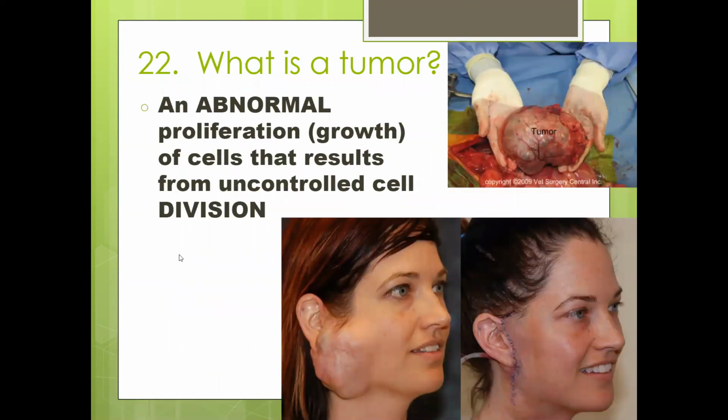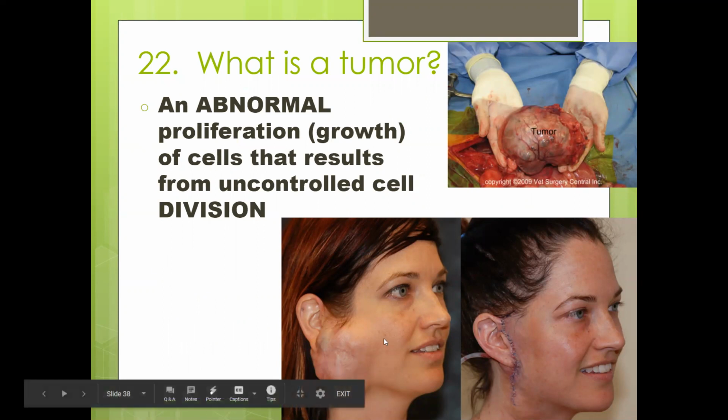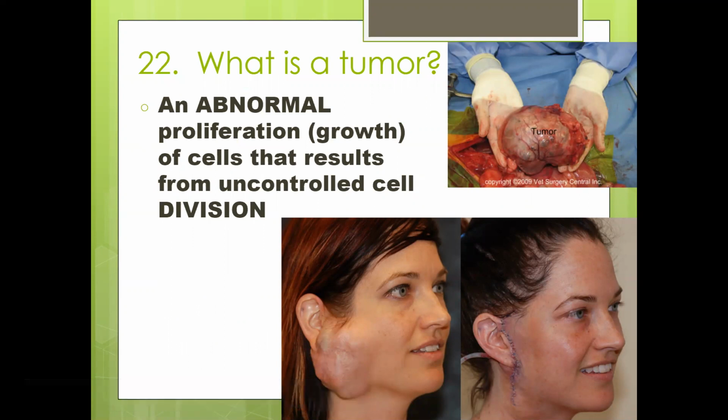So when you have a tumor, you have the abnormal proliferation or growth of cells from uncontrolled cell division. In this case, we see a tumor that has formed in this lady here. She got it removed. Happy times. Tumors are not always considered cancerous or malignant. Sometimes they're benign tumors. Like this, if I had to guess, was probably a benign tumor. That doesn't mean it didn't cause her any issues. It just means that that tumor did not spread to several other places in her body and form new tumors as well.